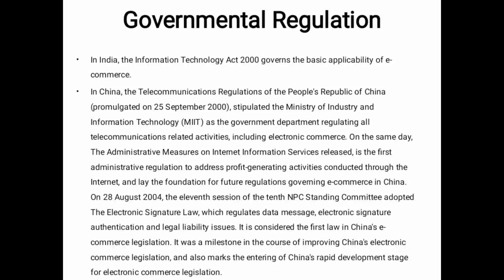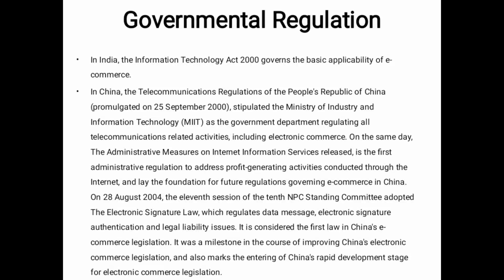Next, we'll move on to India. What is there? The Information Technology Act 2000 governs the basic applicability of e-commerce. Regarding this Information Technology Act 2000, we will be studying it in our last unit.